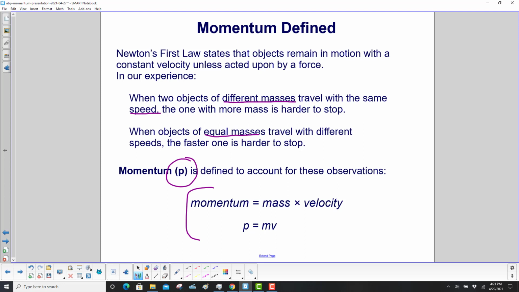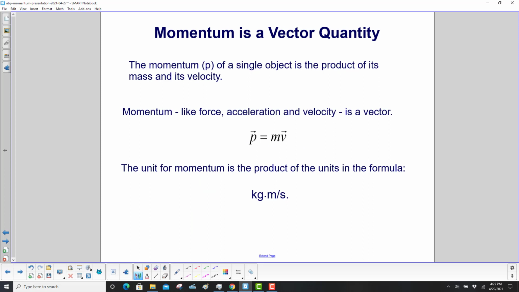Momentum is equal to mass times velocity, or mv. The momentum of a single object is the product of its mass and its velocity. Momentum, like force, acceleration, and velocity, is a vector, so it's written with a little arrow over it. So you have the arrow over momentum, which shows it's a vector. The arrow over velocity shows it's a vector. And no arrow over mass.